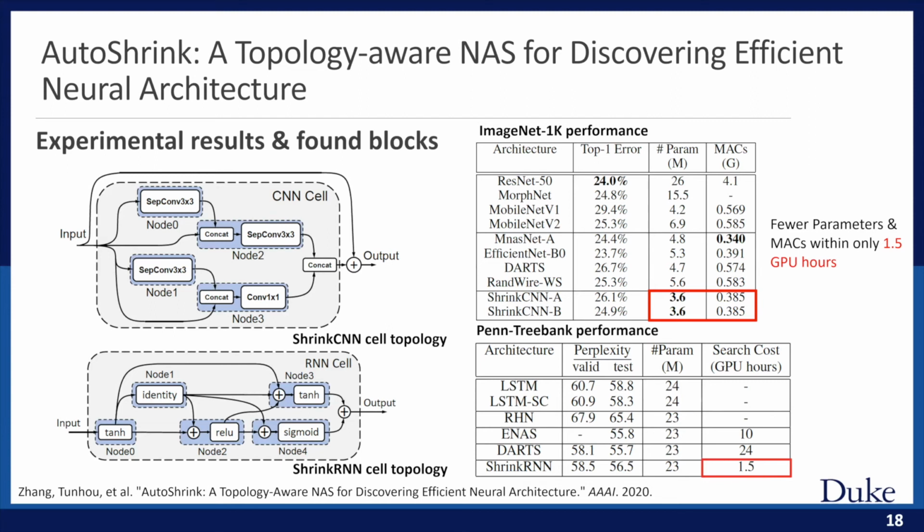So let me show the results quickly. Basically, the cells explored by the AutoShrink methodology are quite representative and novel. State-of-the-art AutoML models take thousands of GPU hours to explore. For our case, as you can see, we can find these cell structures within only about 1.5 GPU hours. And also the DNN architectures crafted by using our cell topologies can achieve comparable performance as other methodologies.